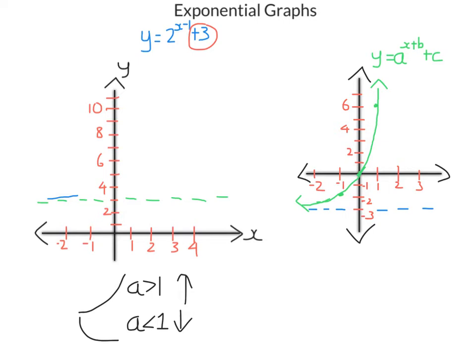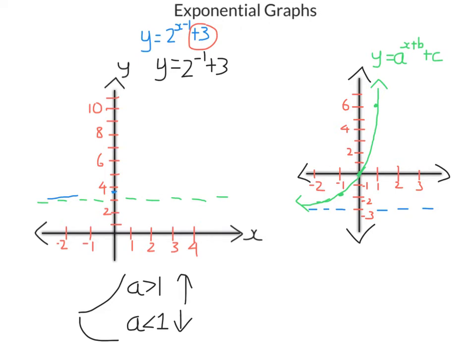So what would be the y-intercept? Well, the y-intercept always occurs when x equals 0. So if x equals 0, y would be 2 to the power of 0 minus 1 plus 3. 2 to the power of minus 1 is a half. So the y-intercept would be 3 and a half. So it would be like up here.